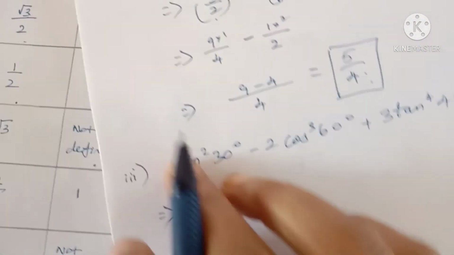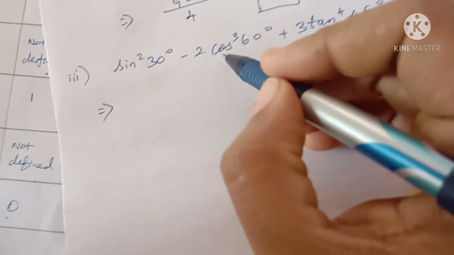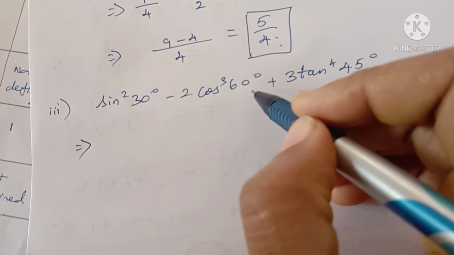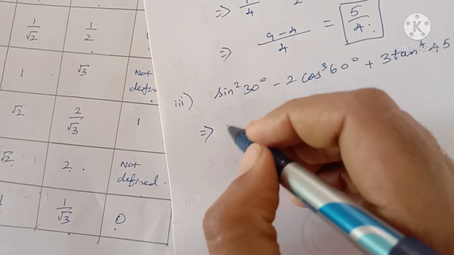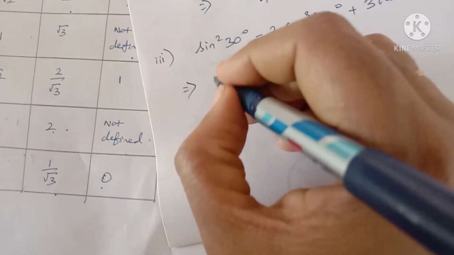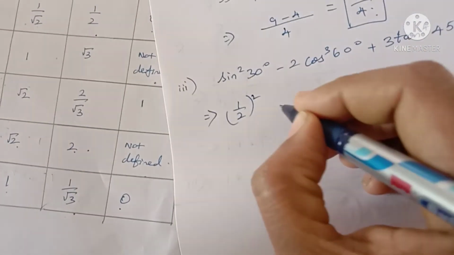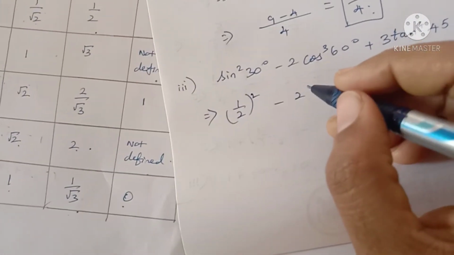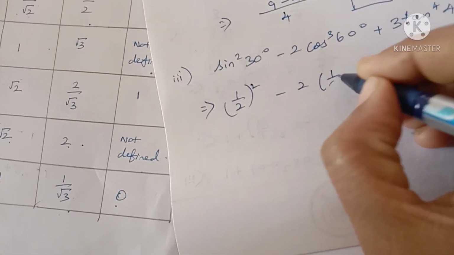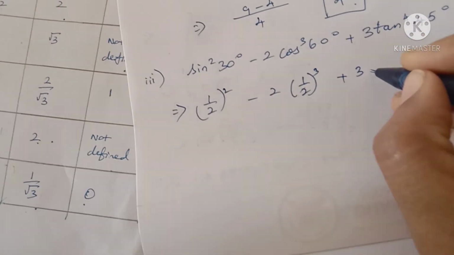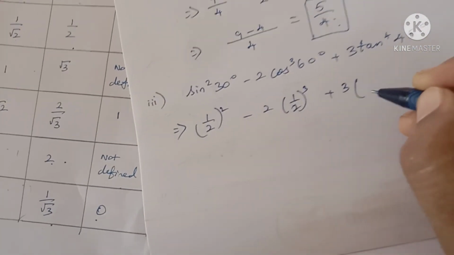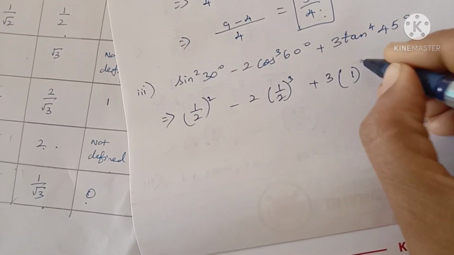Then the third one: sin square 30 degree minus 2 cos cube 60 degree plus 3 tan power 4 45. So substitute the value of sin 30. Sin 30 is 1 by 2 the whole square, minus 2 into cos 60 is 1 by 2 the whole cube, plus 3 into tan 45 is 1 whole power 4.